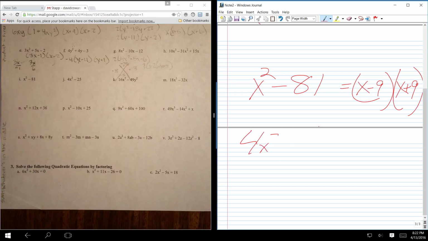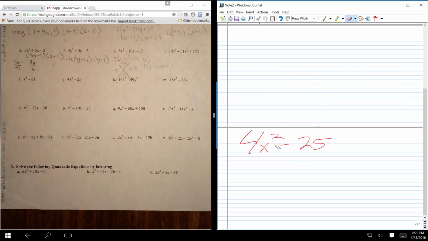So 4x squared minus 25, what's that called? They're both perfect squares, so it'd be the difference of perfect squares. The subtraction is the difference. That's a perfect square, that's a perfect square. So how does this factor? Just 2x minus 5 and then 2x plus 5. You got those. Awesome.